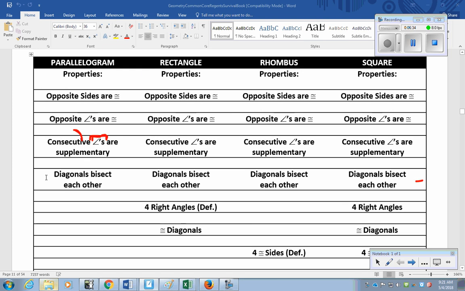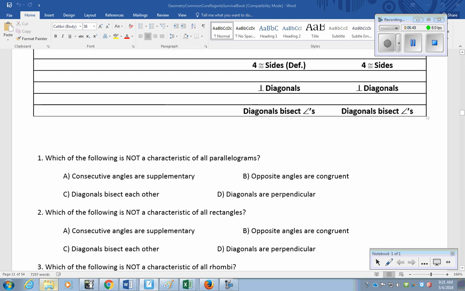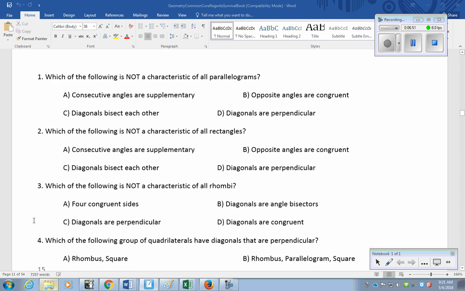parallelograms. And what you're going to see at the top, on the first page, is all the properties of parallelograms, rectangles, rhombus, square. Okay. And you can use those properties to help you answer the questions.